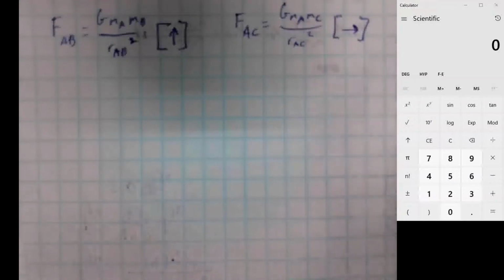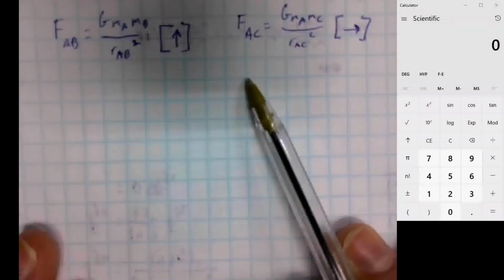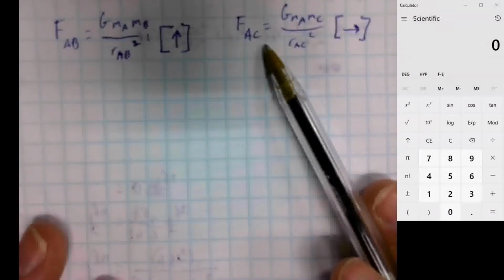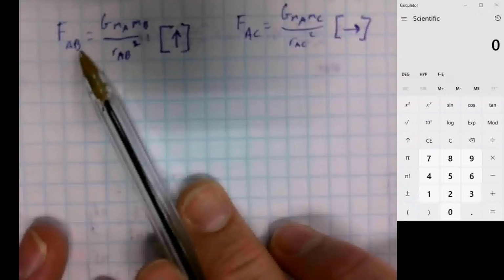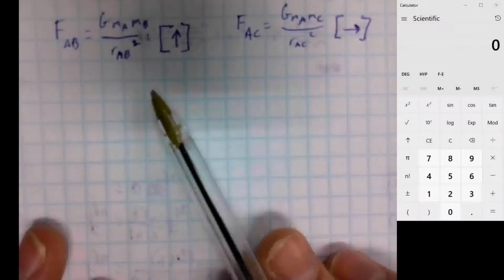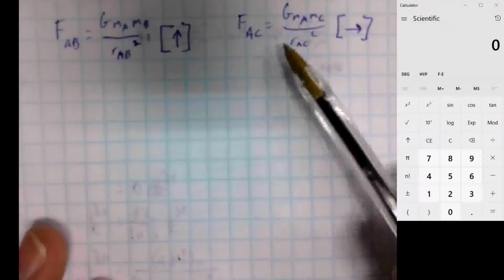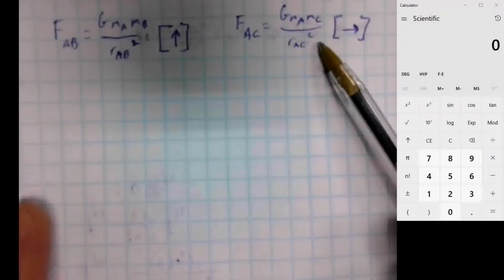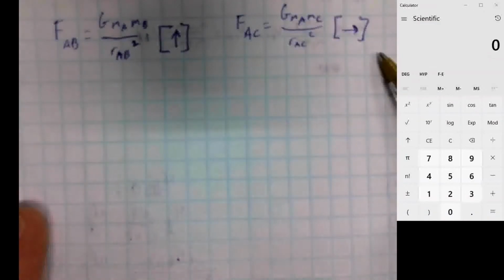So for a problem that's going to involve two-dimensional space, we're going to have, in this case, two FGs to calculate. So we have our FG between A and B and our FG between A and C. So this is the force that A is experiencing due to B. If you remember from our image, A was below B, so that means A is going to be moving up. And this is the force that A is experiencing due to C. Because A was on the left of C, F_AC is going to be going to the right.